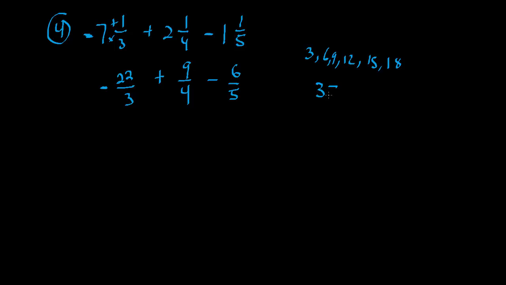Right? 3 is just 3 to the first. 4 is just 2 squared. And 5 is just 5 to the 1, because these are the prime numbers.